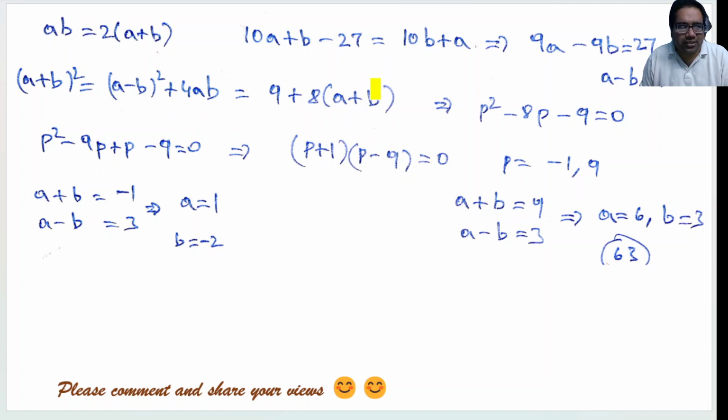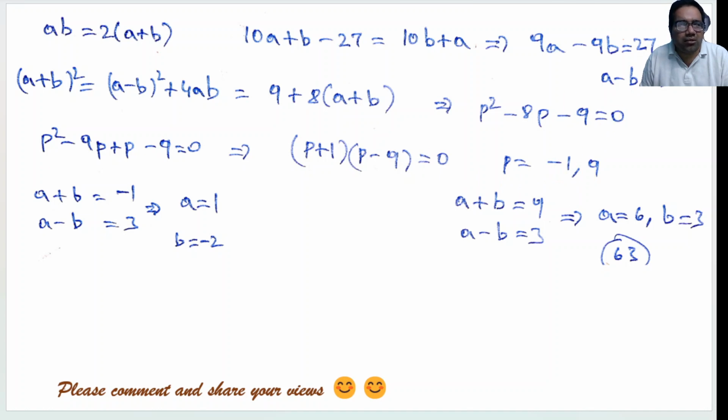Let us assume A plus B is P, just for simplicity, because P square equals 9 plus 8P is easier to represent. Let's solve this equation. P square minus 9 minus 8P equals 0, so P square minus 8P minus 9 equals 0. We can write it as P square minus 9P plus P minus 9 equals 0. We split 8P as minus 9 plus 1, because the sum becomes minus 8 and the product becomes minus 9. Taking common factors, P times P minus 9 plus 1 times P minus 9 equals 0. So P plus 1 times P minus 9 is 0, and P is either minus 1 or 9.